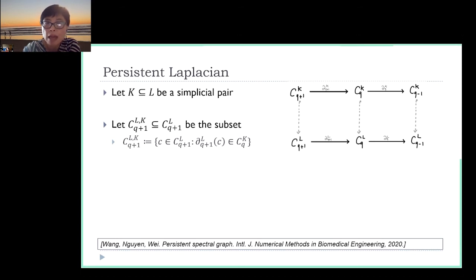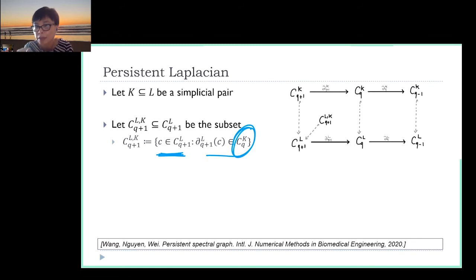I'm still going to define an operator here, but we want to use the information from simplicial complex L. How do we do that? Well, let's first consider a subset of the Q plus 1's chain group. What is this subset? This subset consists of all the Q plus 1 chains from the bigger complex L whose boundary actually lies in the complex K. So these are chains from the bigger complex, but their boundary lies in the small complex that we're considering. This subset forms a subspace of the Q plus 1's chain group of L.